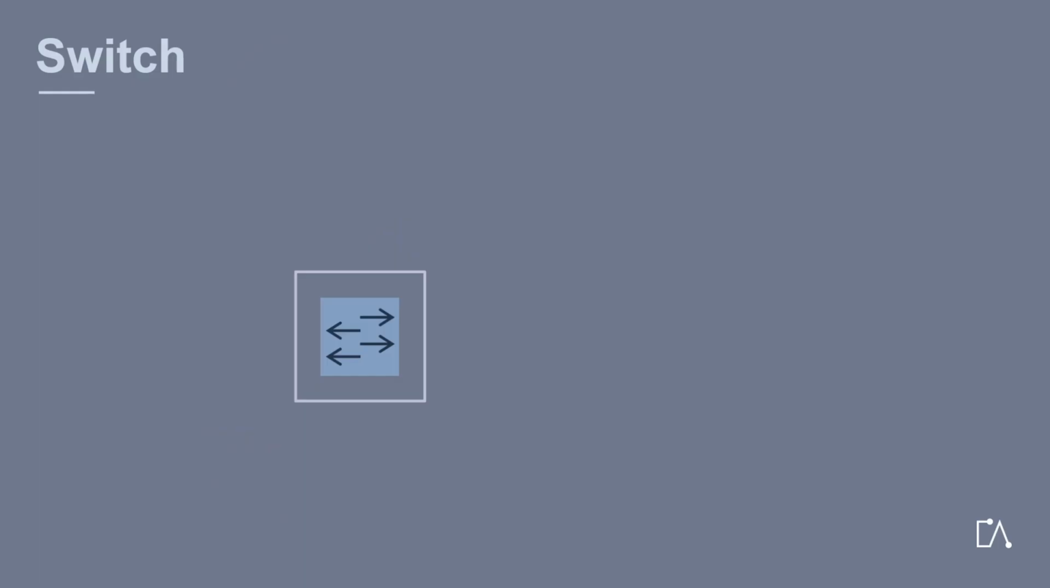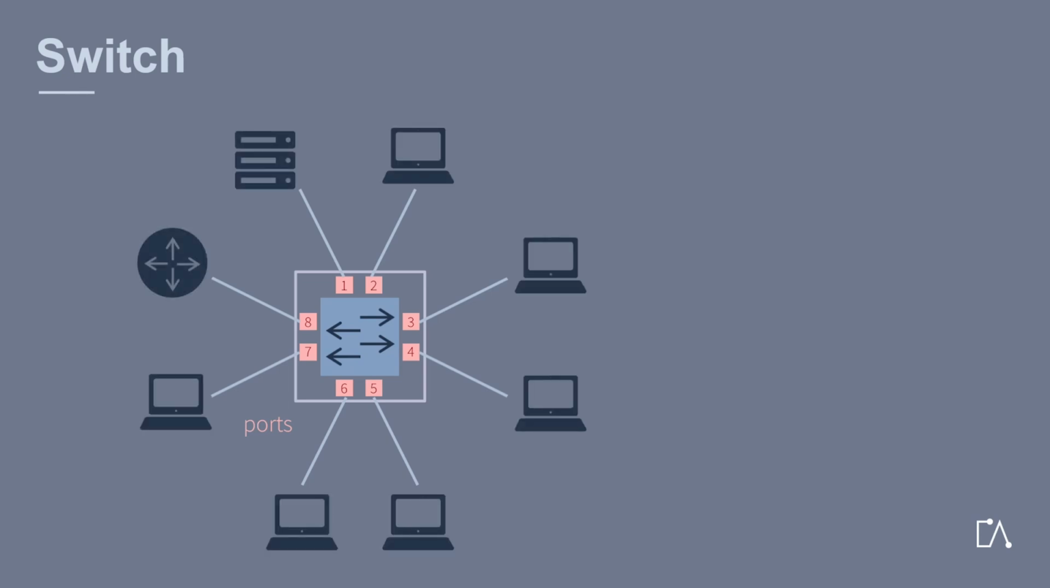A switch connects several participants within a bus system. It has several ports and can therefore connect all wired devices in a network. A port is a physical connection. For example, a switch is used to connect all computers, servers and routers via Ethernet.